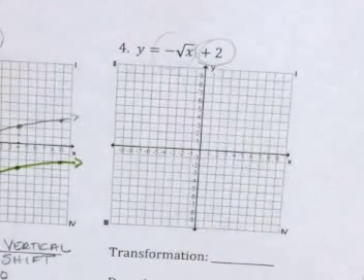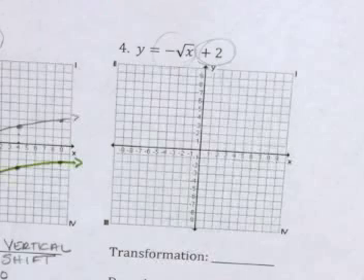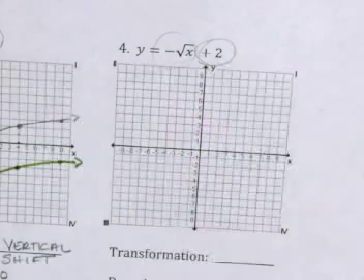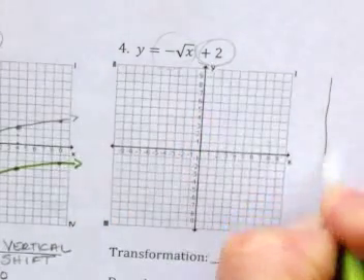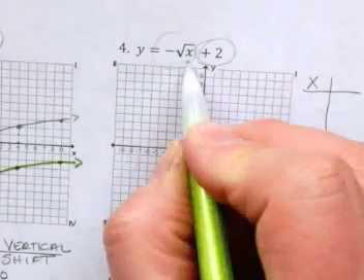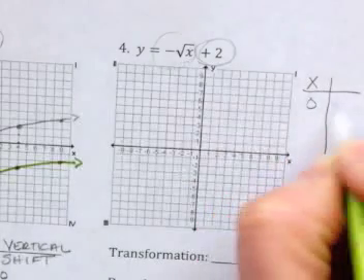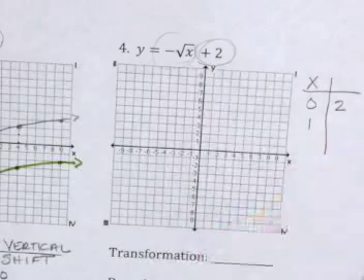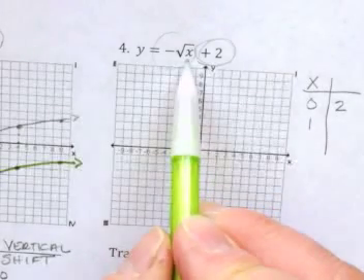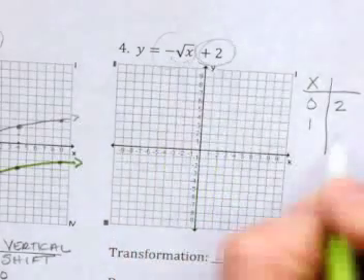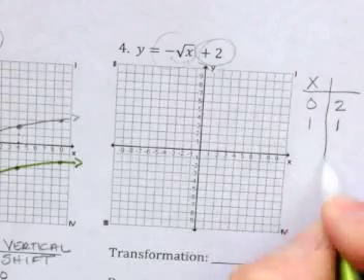So one of the ways that I could graph this function would be to put in values for x and get out values for y. For example, let's do a few here. I would put in 0 for x, and I would get out 2 for y. I could put in 1 for x, and the square root of 1 is 1, and then I would be making it negative. So that would be negative 1 plus 2, or 1.